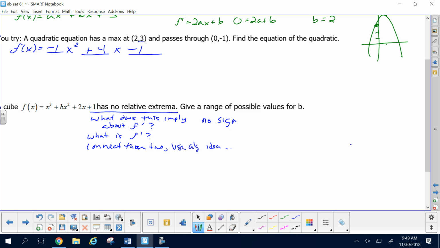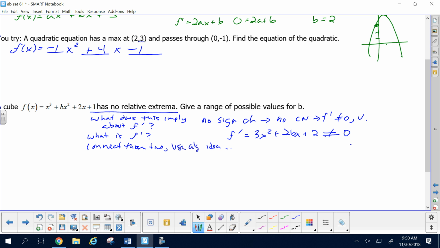I love that. That's awesome. And therefore, it has no critical numbers. So f prime is never equal to 0 or undefined. Great stuff. Okay? F prime is 3x squared plus 2bx plus 2, yeah? This does not have any zeros.